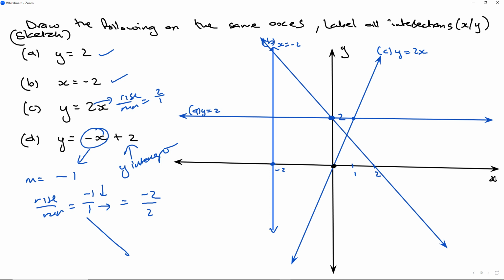And we can see the gradient here is going to be negative 1. So that's going to be 2. This is 2 sloping towards the left. So negative 2 over 2 is negative 1. And it's going through the y-intercept of 2, which is what we want. Perfect. The answer for D, or the drawing for D, is now done. y equals negative x plus 2, done.